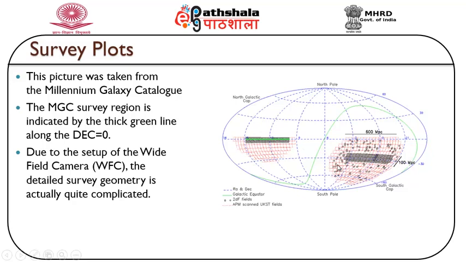This picture was taken from the Millennium Galaxy Catalog. The MGC survey region is indicated by a thick green line along the dec equal to 0 line basically. Due to the setup of the wide field camera, the detailed survey geometry is actually quite complicated, because the setup of the wide field camera is in such a way that it is not possible for us to view the detailed survey of the entire data, the entire land basically.